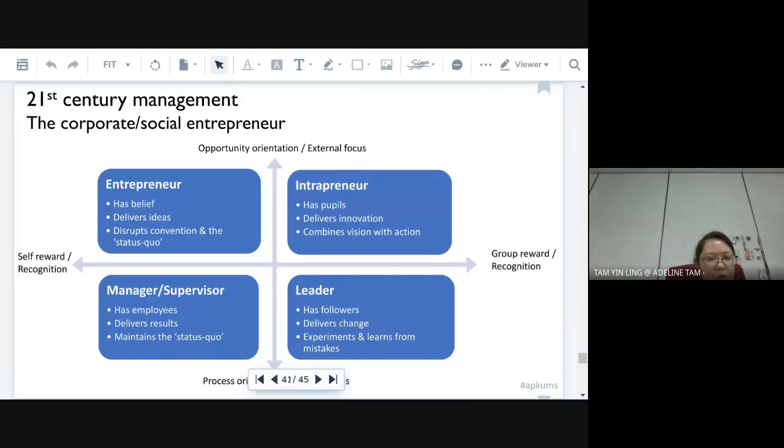And then both entrepreneur and intrapreneur, they are opportunity oriented. They're focused on opportunity. And at the same time, remember we have managers and supervisors in the companies. We also have leaders in the companies. Remember, these managers and supervisors, they are more process oriented. So in the 21st century, what we want is entrepreneur and intrapreneur. It means workers who can be very innovative in creating new products and new services.